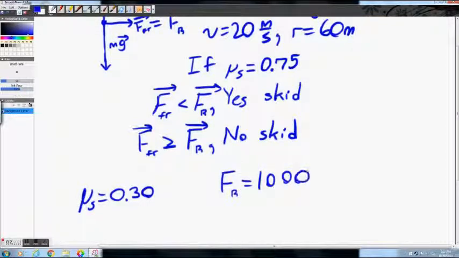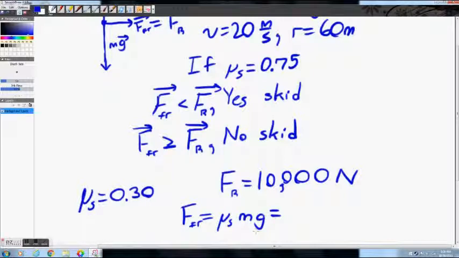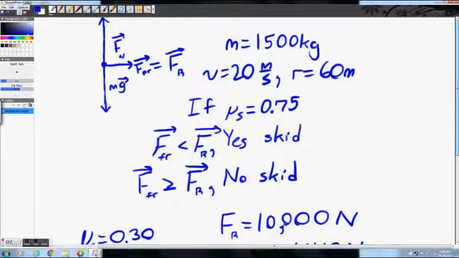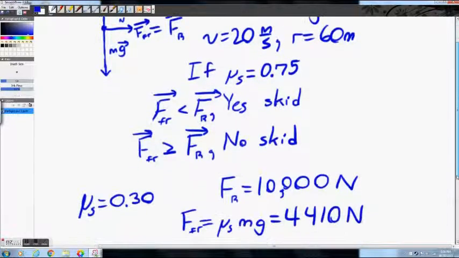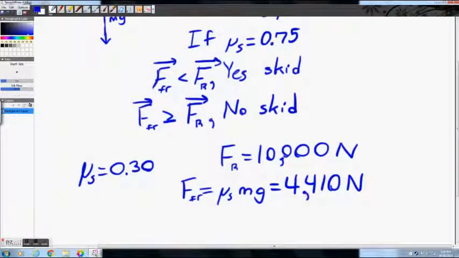But what if, here the force radial is 10,000 newtons, but what if our mu-s starts to precipitate somehow, some way, either snows or rains, hails, whatever, and the mu-s decreases, let's say, from 0.75 all the way down to 0.30. What will happen now? So, remember, this was 10,000 newtons.